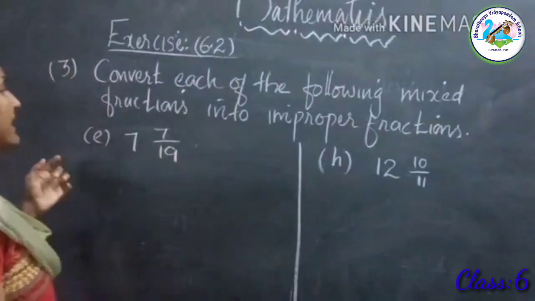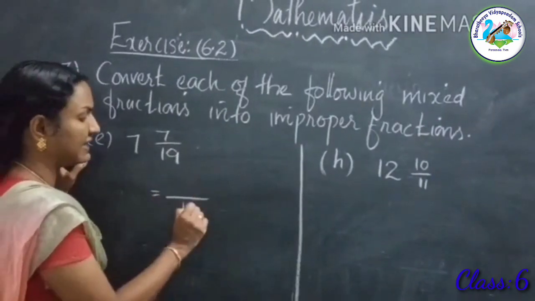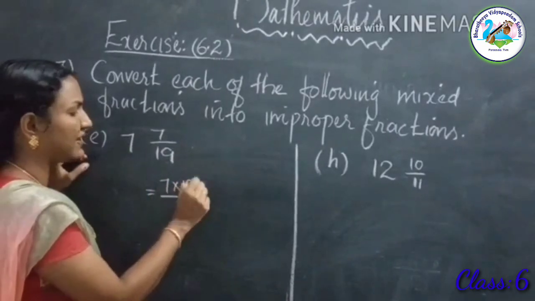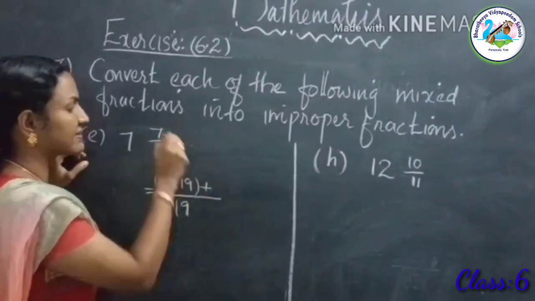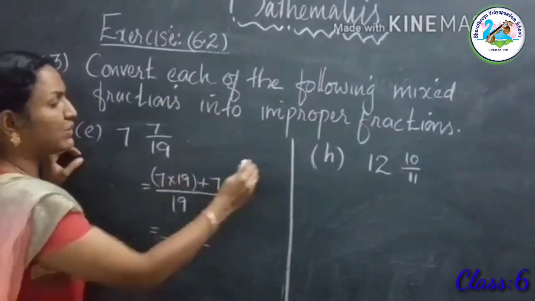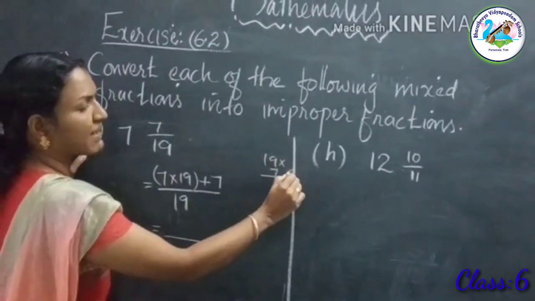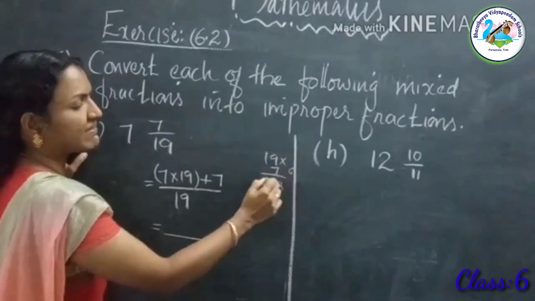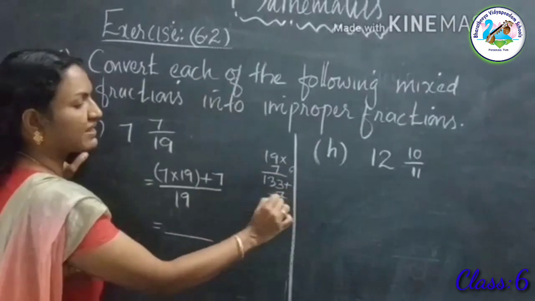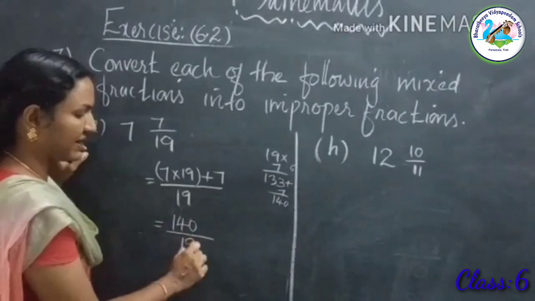Next, option E, 7 by 19 is equal to, 19 in the denominator. Then multiplying 7 and 19, plus 7. 7 into 19: 9 into 7, 63, carry 6; 1 seven is 7, 7 plus 6, 13, so 133. 133 plus 7, 140. 140 divided by 19.